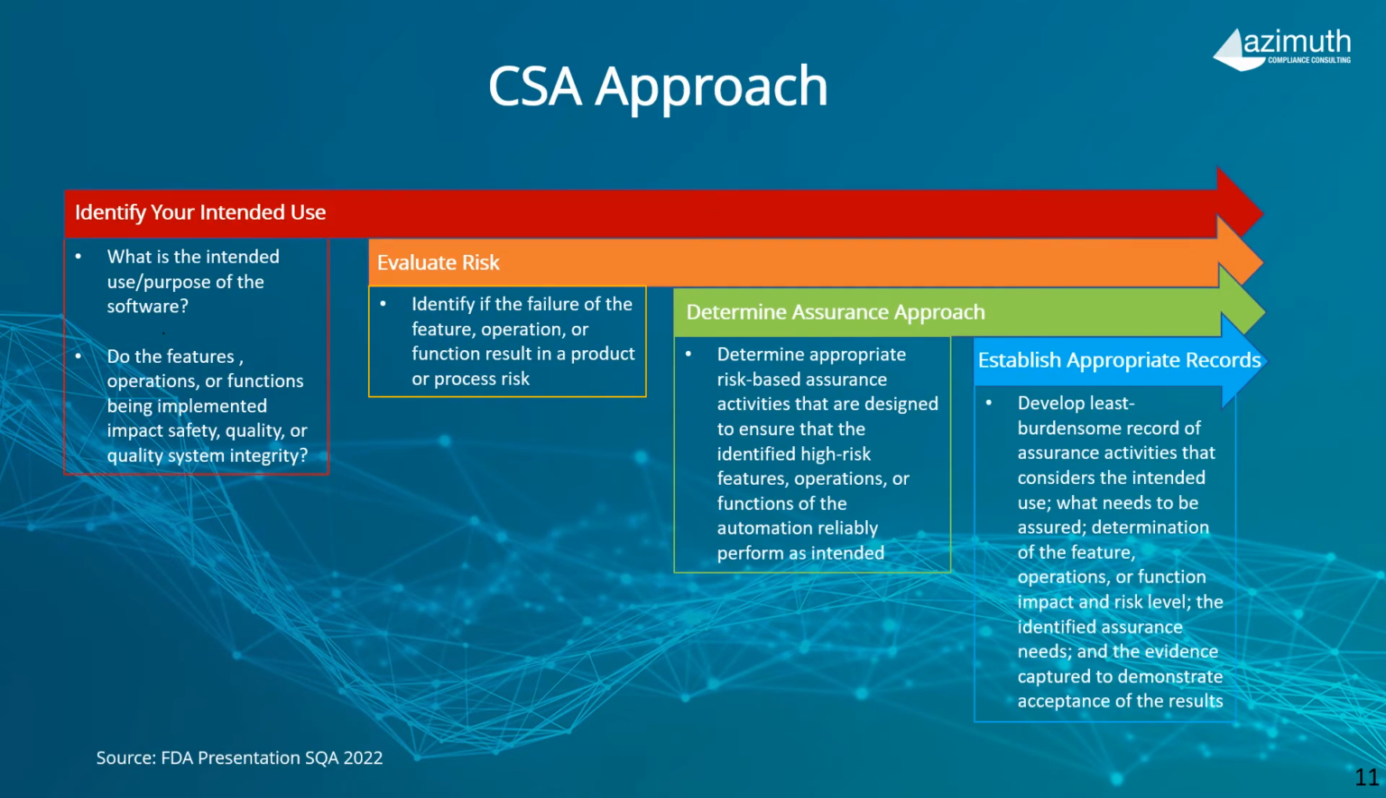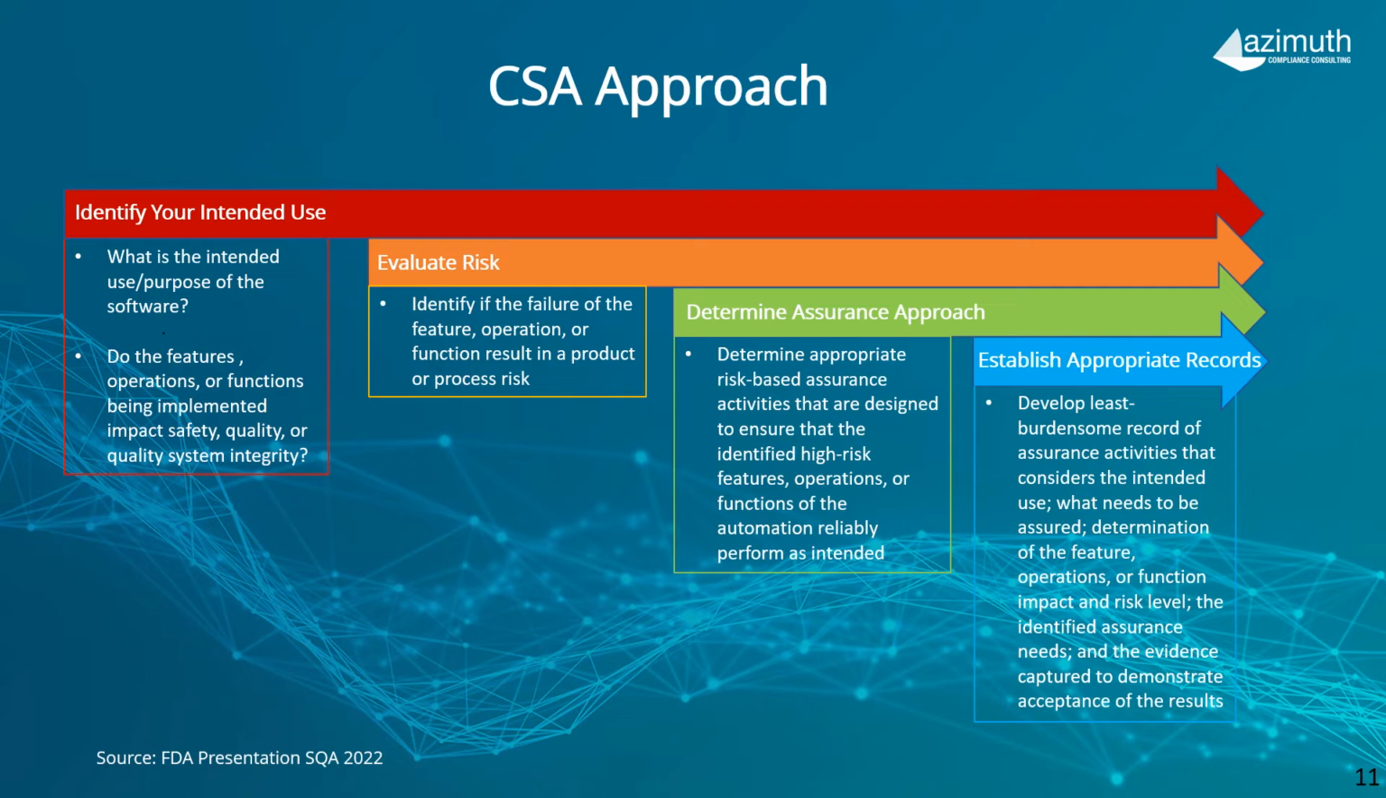The next few slides are from a presentation given at the Annual Society of Quality Assurance in April of this year. The CSA approach is broken down into 4 parts. Intended use: how do I plan on using the software? Evaluating the risk: identify if the failure will result in a higher product or process risk. Assurance: ensure that you identify high-risk features, operations, or functions.